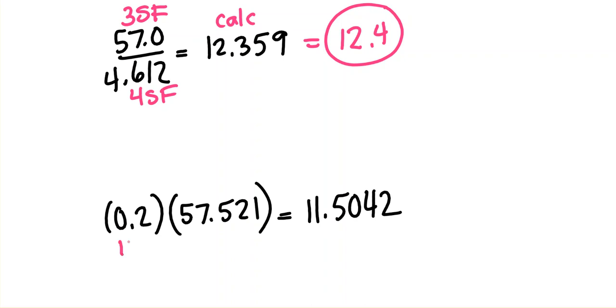This one only has 1 sig fig. This is a leading 0, it doesn't count. This one has 5 sig figs. So I need to round this to 1 sig fig, and that's kind of tricky looking. Let's think about how to do that. I'm going to round it to this place. So I can't just say 11. I need to show, basically rounding it to 10.